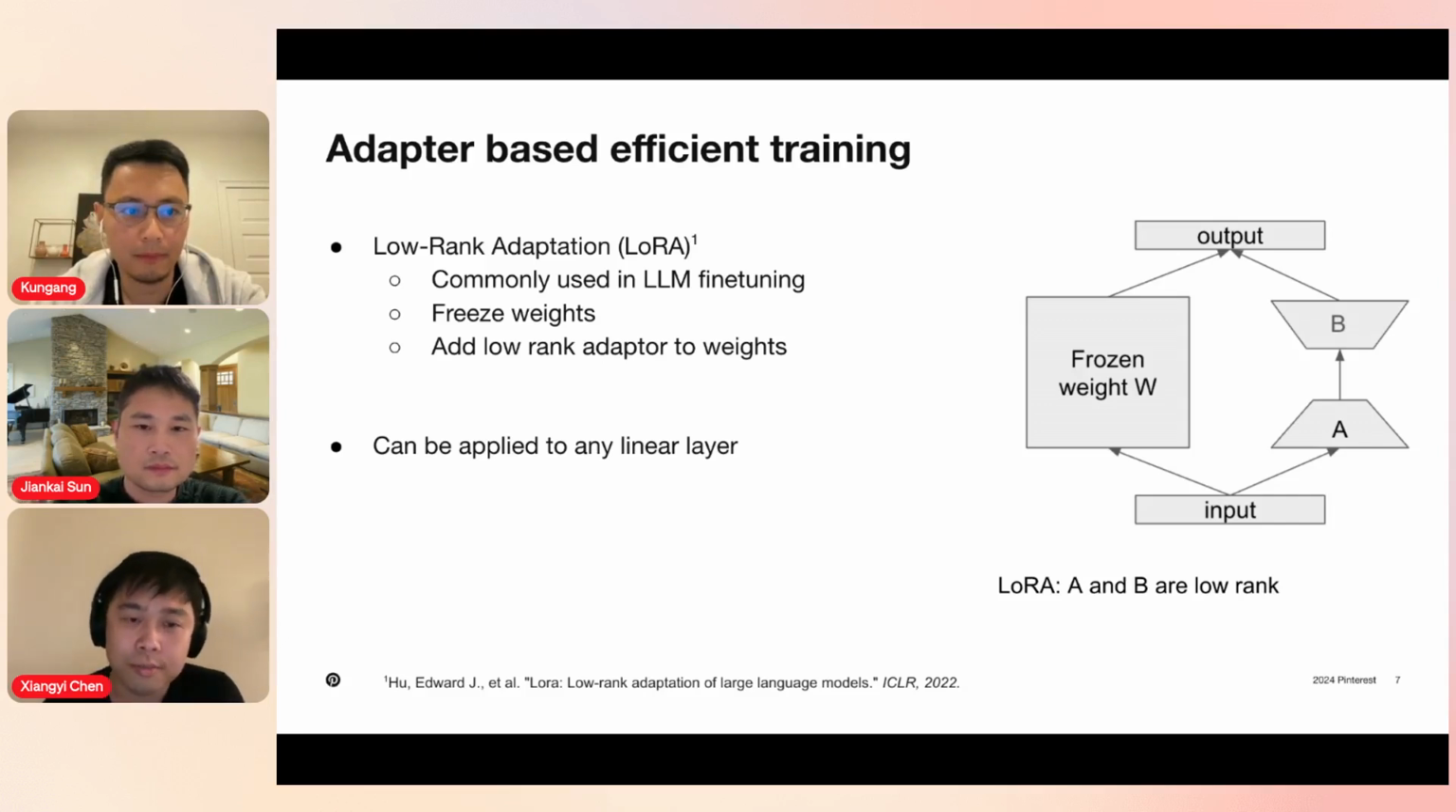The LoRA method is commonly used in LLM fine-tuning, and the idea is to freeze the weights, then fine-tune a low-rank adapter on top of the weights. This can be applied to any linear layers in the model. Next slide, please.